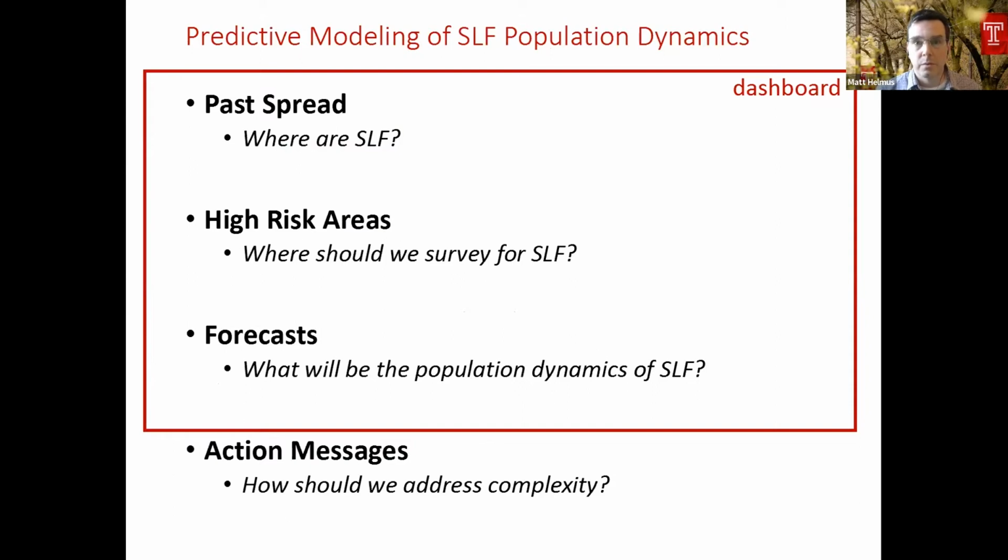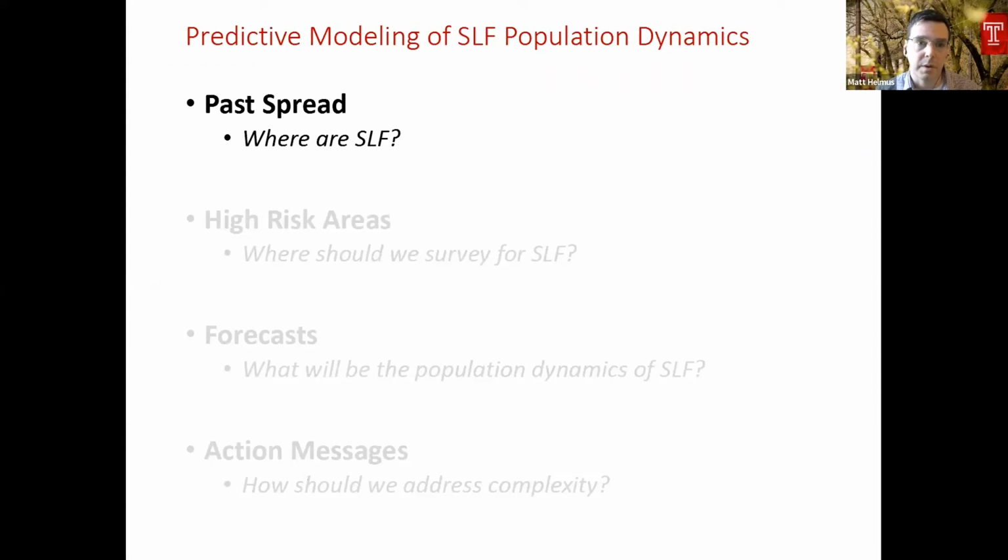So there's 3 different groups of applications on this dashboard that I'm going to talk about. The first one has to do with past spread. And basically, we're asking the question of where are SLF now? Where have they been? The second set of applications are on high-risk areas. So basically asking the question of where should we survey for spotted lanternfly? Where are the areas most at risk? And then the third group of applications are forecasts. And so basically, what will be the population dynamics of spotted lanternfly? And then finally, we'll get at this idea of these action messages and really thinking about how complex this system is.